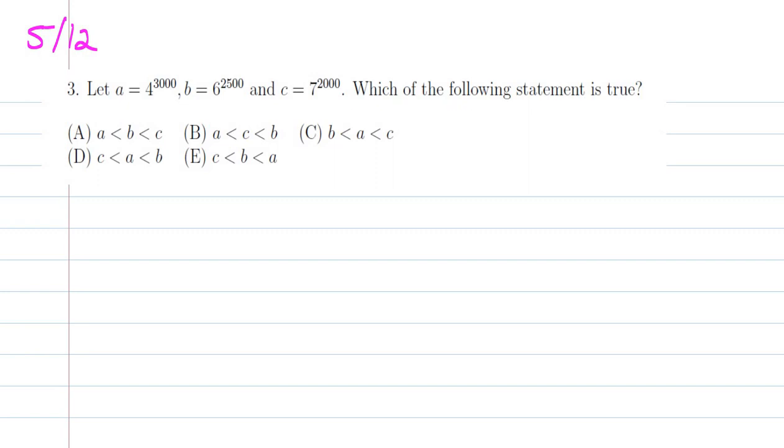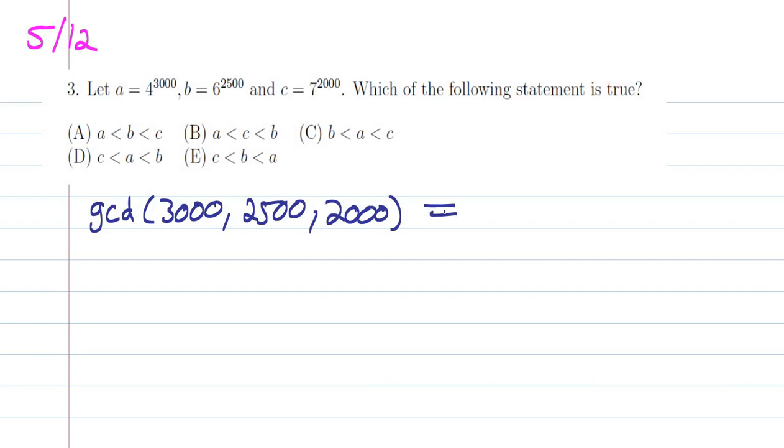Alright, now are you going to multiply 4 with itself 3,000 times? What do you guys think? You're in an Olympiad, no calculators, lots of problems to solve. Nope, you are not going to do this. Alright, so this is how I would start the problem. Looking at the exponents, we have 3,000, we have 2,500, and we have 2,000. What is the GCD?